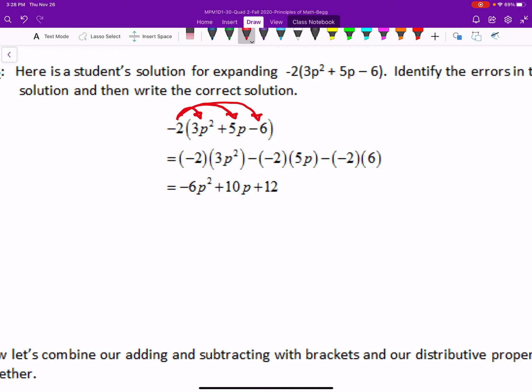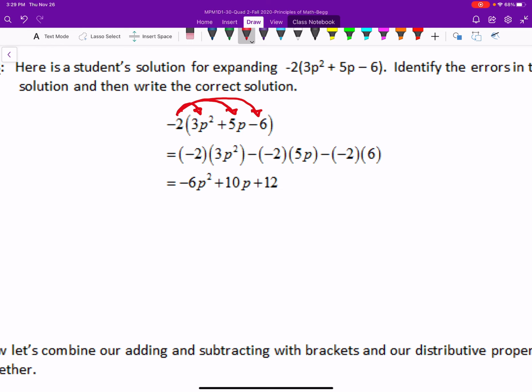inside the brackets. So I'm multiplying negative 2 times 3p squared, which is exactly what I got for the first one. And I've got negative 2 times 5p, which is also good. And negative 2 times, should be negative 6 for the last one. So really what the problem with this one is the signs. If I want to multiply a number times everything inside the brackets, this should become a plus sign.